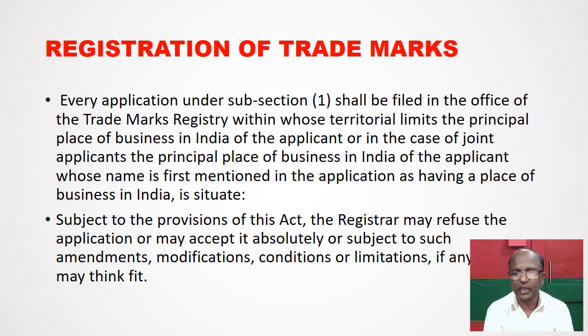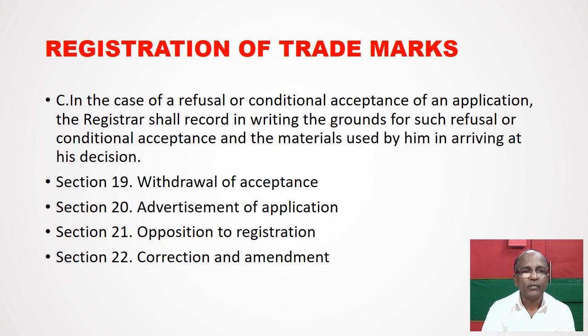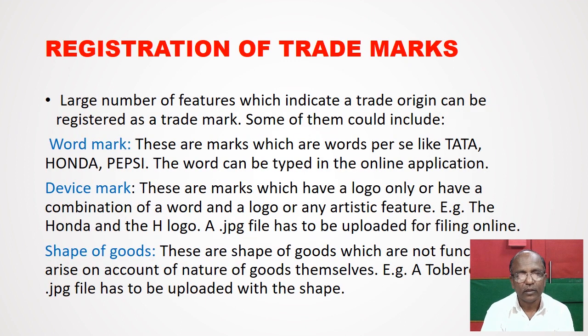So subject to the provisions of this Act, the registrar may refuse the application or may accept it absolutely or subject to such amendments, modifications, conditions or limitations as he may think fit. In the case of refusal or conditional acceptance of an application, the registrar shall record in writing the grounds for such refusal or conditional acceptance and the materials used by him in arriving at his decision. Section 19 deals with withdrawal of acceptance. Section 20 of the Act deals with the advertisement of application. Section 21 deals with opposition to registration, and Section 22 deals with correction and amendments.